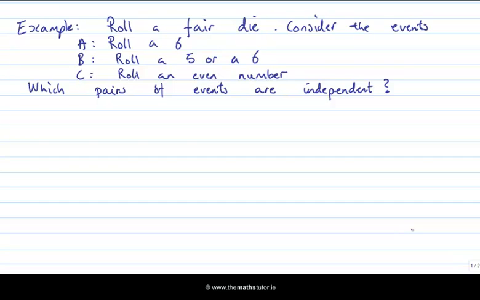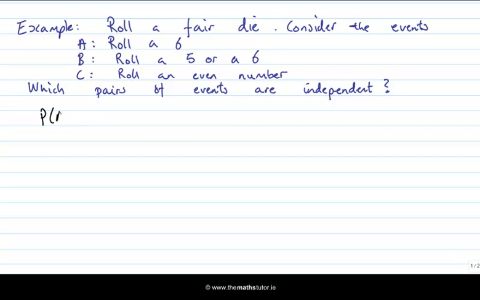So what have we got to look at? We've got to look at A and B together. Are they independent? We've got to look at A and C together. Are they independent? And then we look at B and C and see if they're independent. Now, to understand independence, we're going to have to work out probabilities. So let's work out the probabilities of each of these events first.